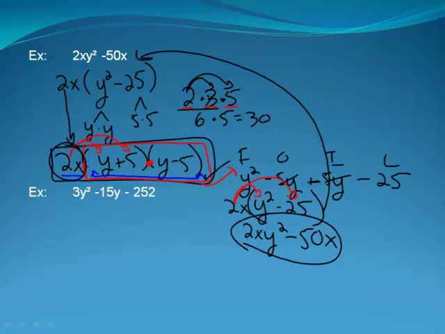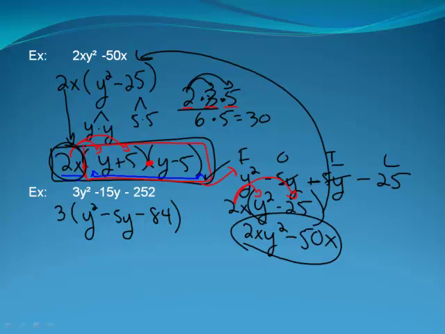All right, let's look at 3y squared minus 15y minus 252. First step, always ask yourself, is there a greatest common factor? And although 252 is a pretty big number, if you get out your calculator, you will see that 3 does divide evenly into all 3 of those numbers. So if you pull your 3 out, you're left with y squared minus 5y minus 252 divided by 3 is 84.